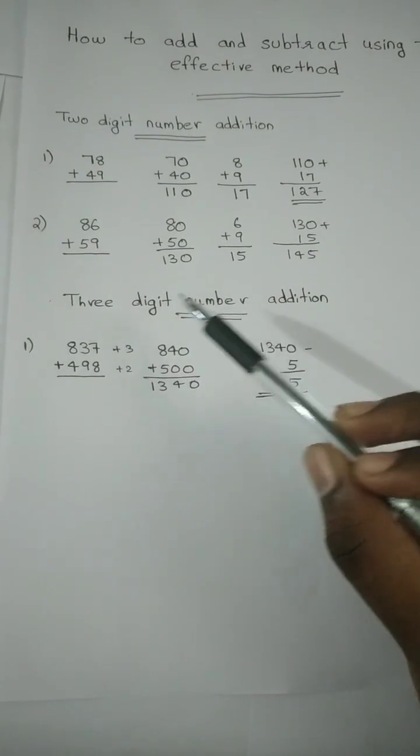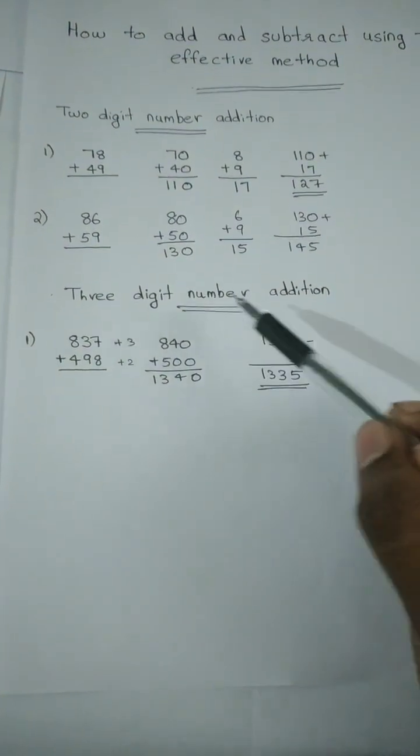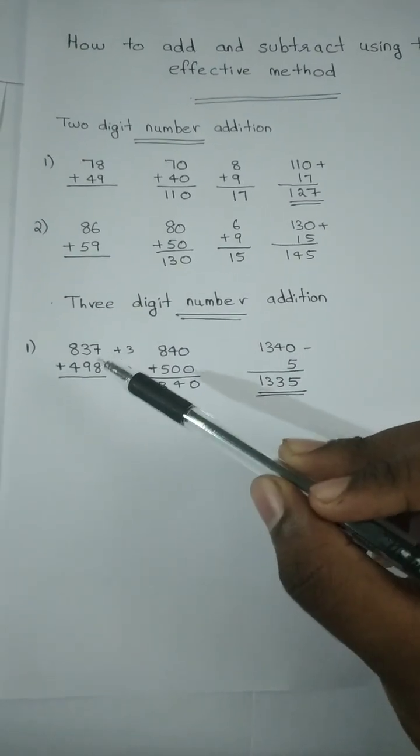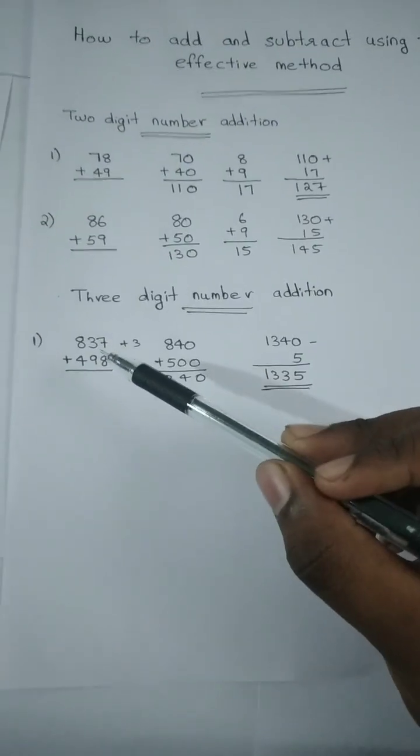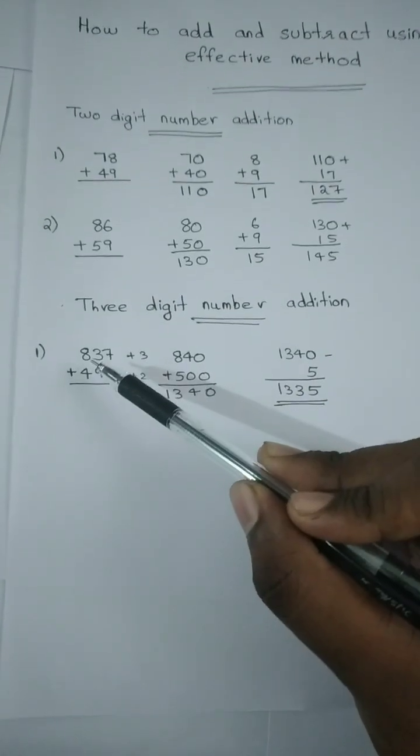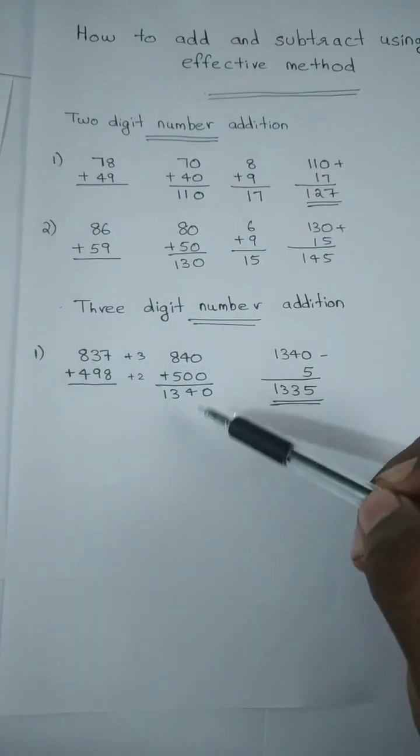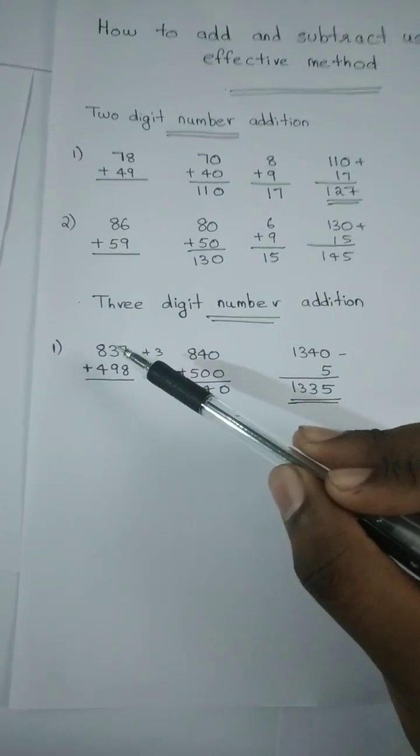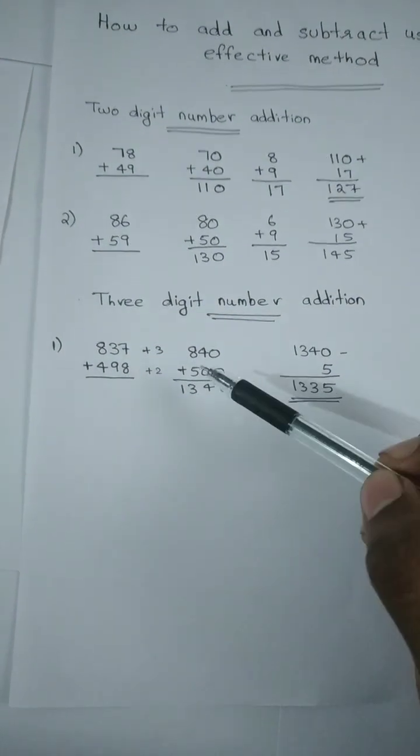So we can move on to 3-digit number addition. You can add any 3-digit number easily using this method. There might be a small change in this method, and I will explain it. So 837 plus 498. How can we add it using the effective method? It would be easier when you are adding 837 and 498 in the effective method rather than in the basic method.